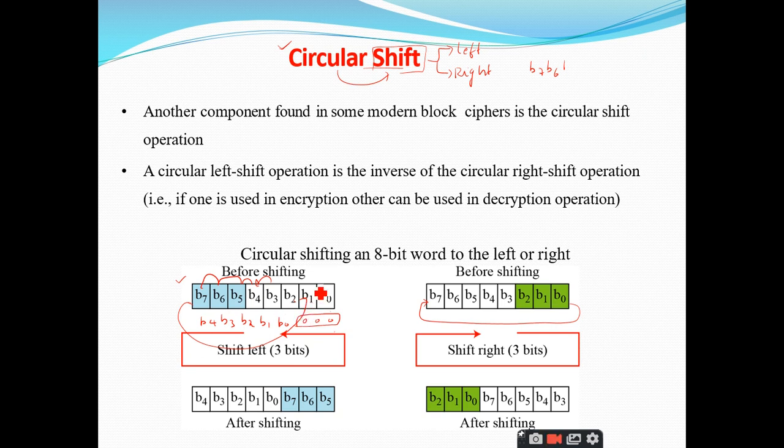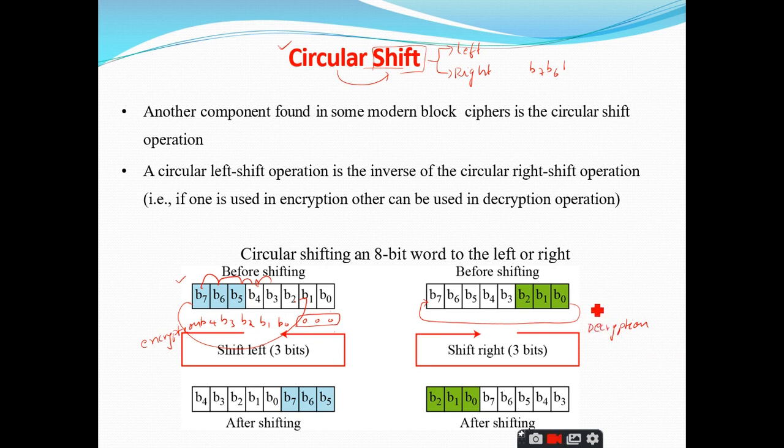And remember that since circular left shift and circular right shift are inverses of each other, they are invertible. What do you mean by invertible? If you make use of the circular left shift in the encryption technique, you can make use of the circular right shift in the decryption technique. The reverse can also happen.